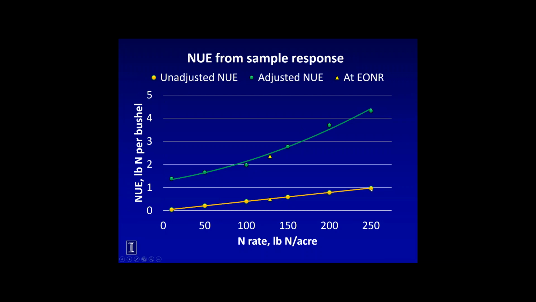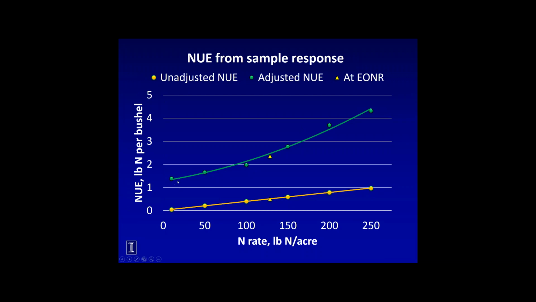And when we got up to 250 pounds of nitrogen, which was way more than we needed, here's the optimum again. So 250 was 120 pounds more than we needed. And we see that the NUE is still less than 1 pound of nitrogen needed per bushel.